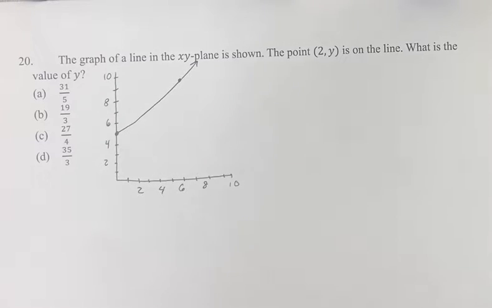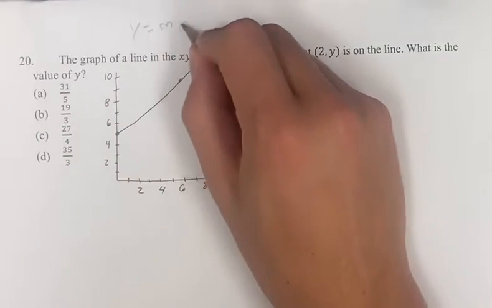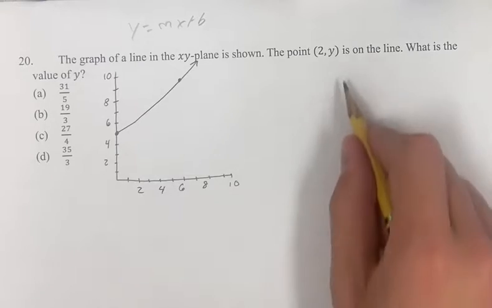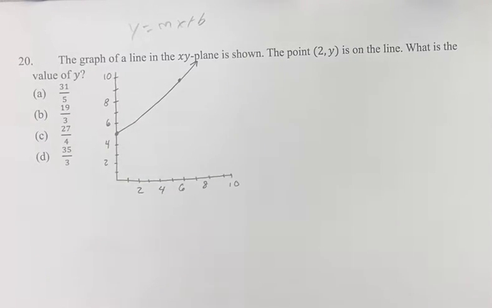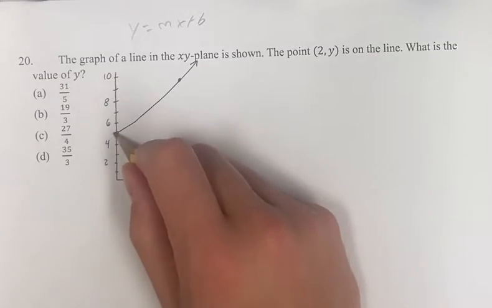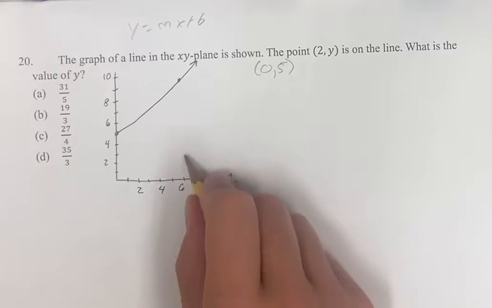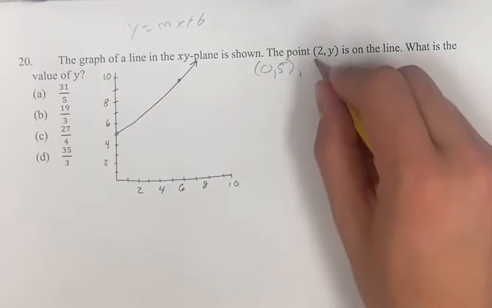So what we're going to have to do is find the equation of the line using points that are definitely on the line, and then we're going to plug in 2 for x into the y equals mx plus b equation, solve for y, and then we'll have our answer. So what are the 2 points that we're given? Well, if you can see highlighted on this line, we have (0, 5), and up here we have (6, 9).